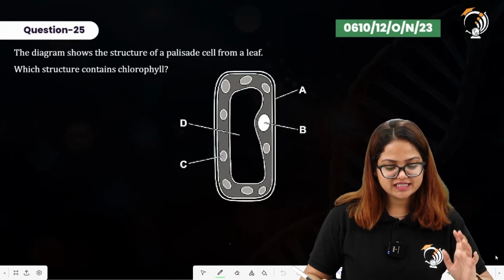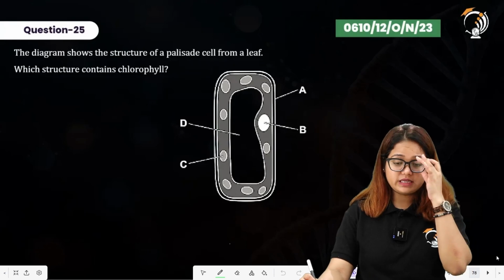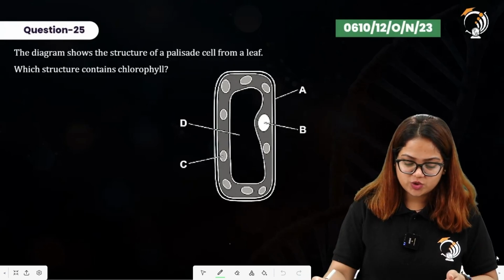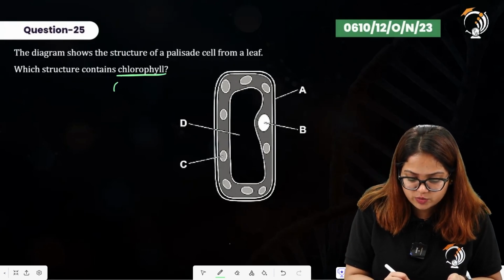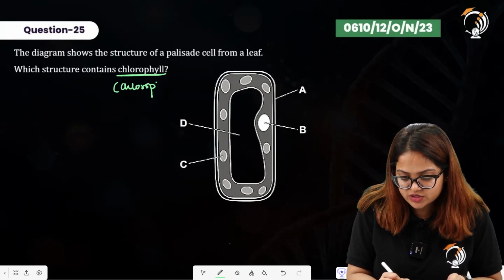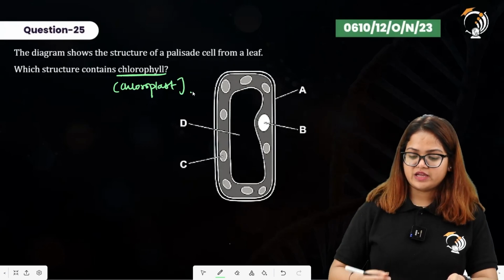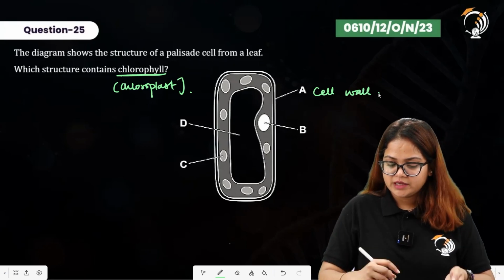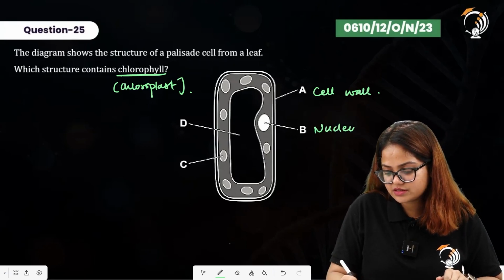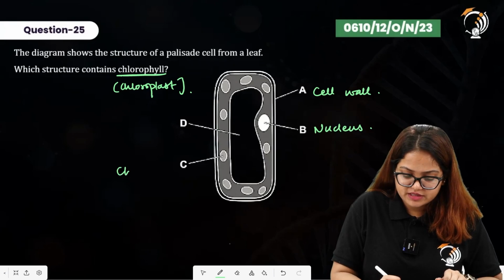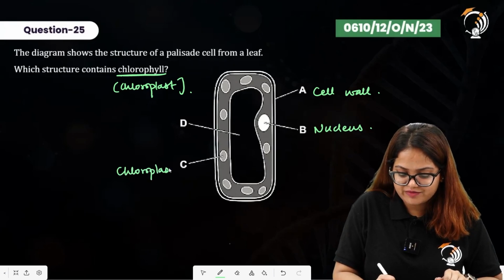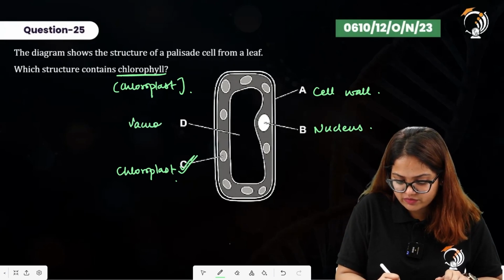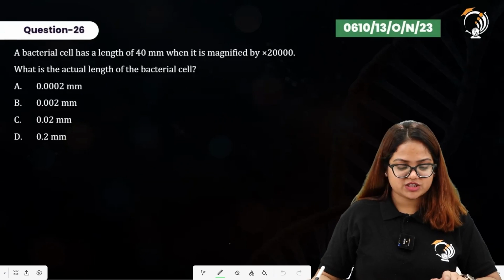Question number 25 says the diagram shows the structure of a palisade cell from a leaf. Which structure contains chlorophyll? So chlorophyll is present in chloroplast. We have to identify which structure represents chloroplast here. A here represents cell wall. B here represents nucleus. C here represents chloroplast, and we have got our answer. C is the right one, and D here represents vacuole. Alright, moving to next question.